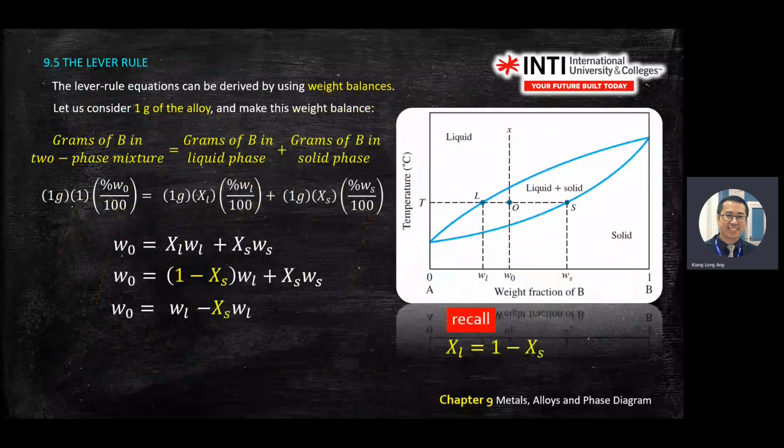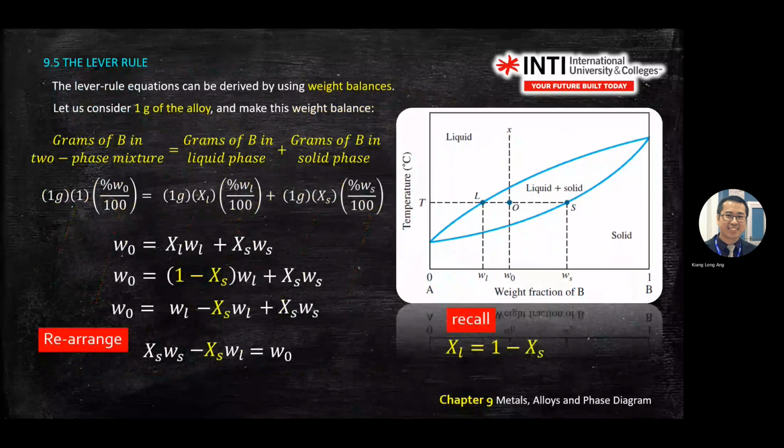So you just simplify this equation. This one multiplied by this one, and yeah. Okay. So you rearrange, you get one equation. Now don't worry about this one, because later I'll show you one tutorial question. You will do the same steps also.